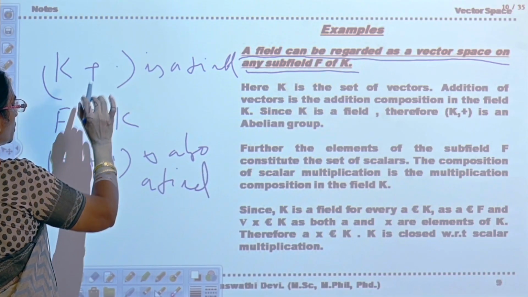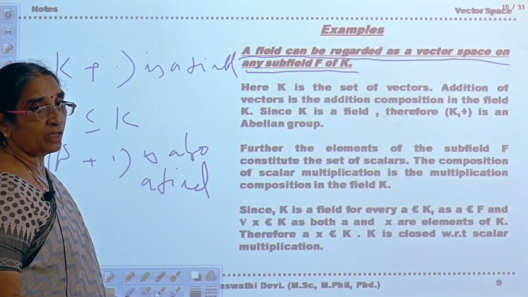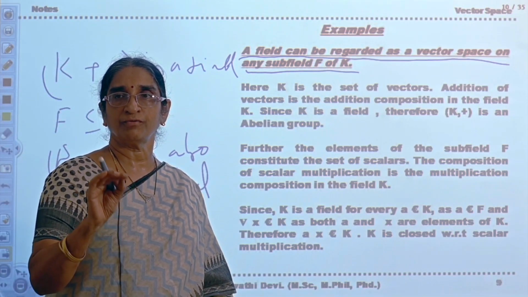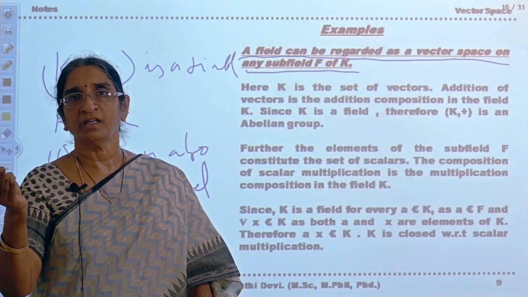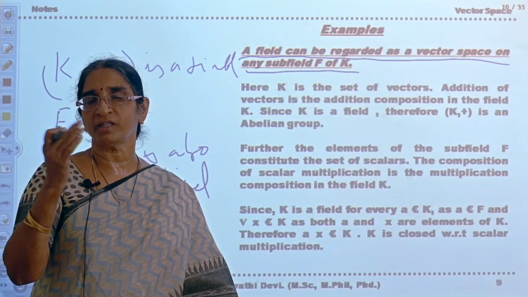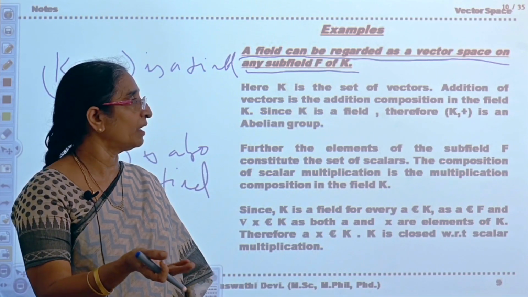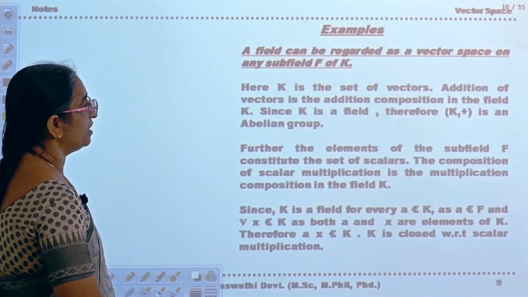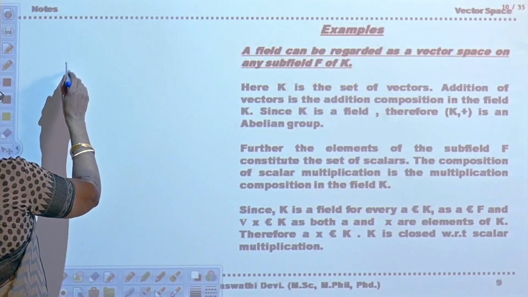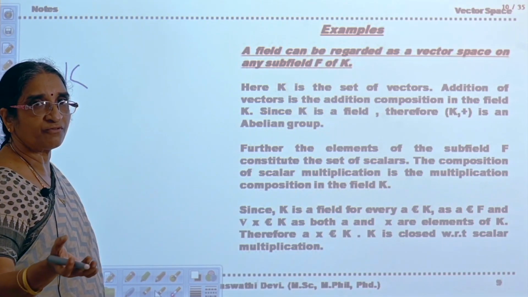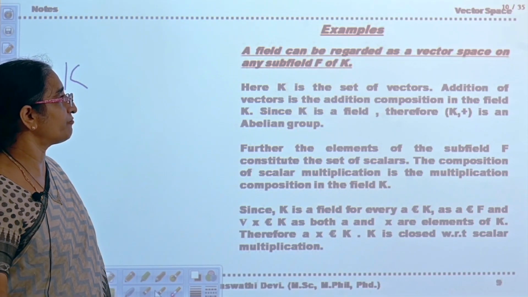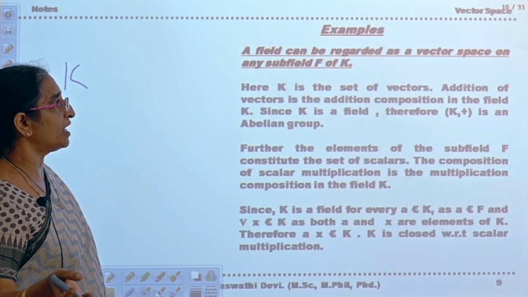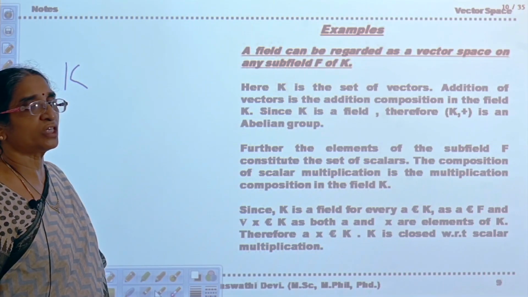With this plus dot and this plus dot, both will be the same. When will you say any non-empty subset of a field is a subfield? If it is itself a field with respect to the same operators of K. So F is a subfield. Okay. Now see, K is the set of vectors. Take K as a field and regard it as a set of vectors, and addition of vectors is the addition composition in the field K.